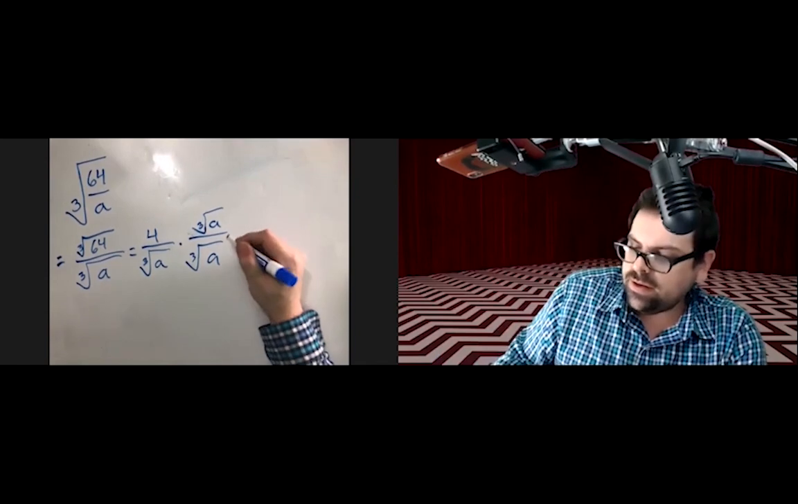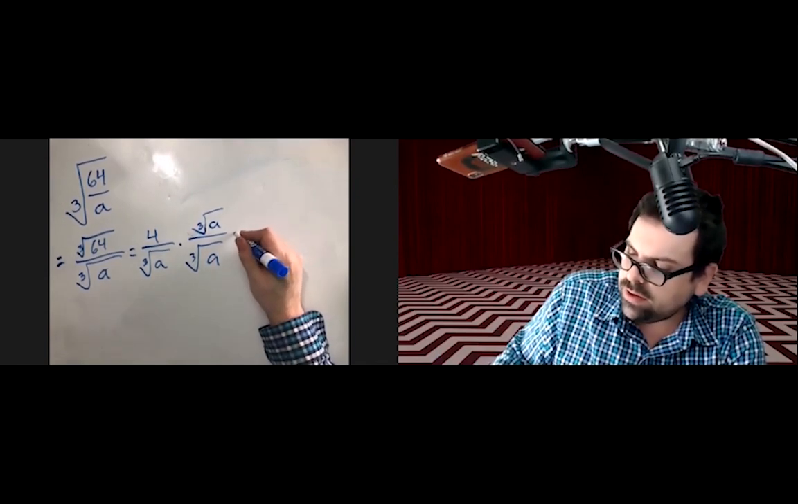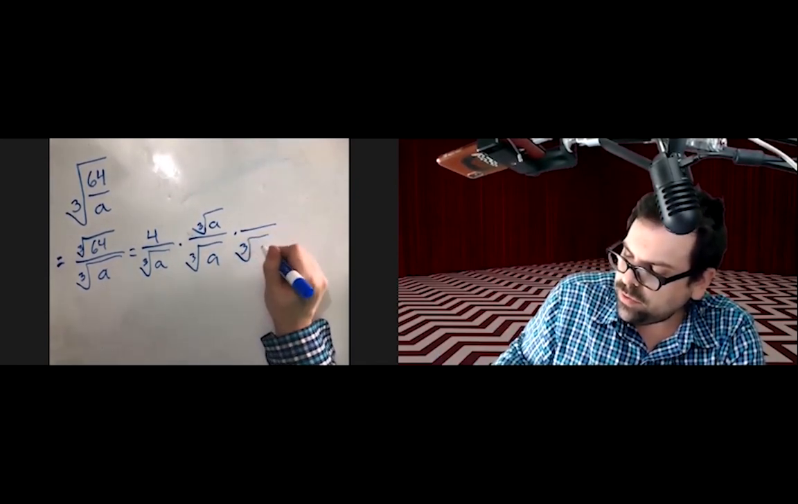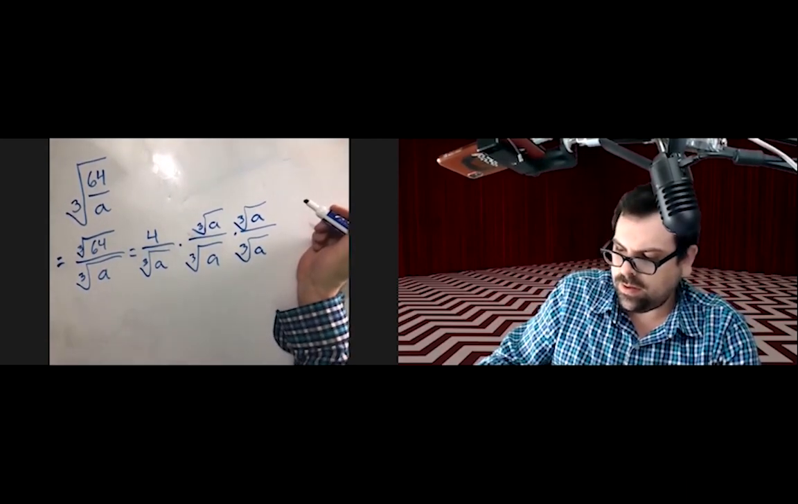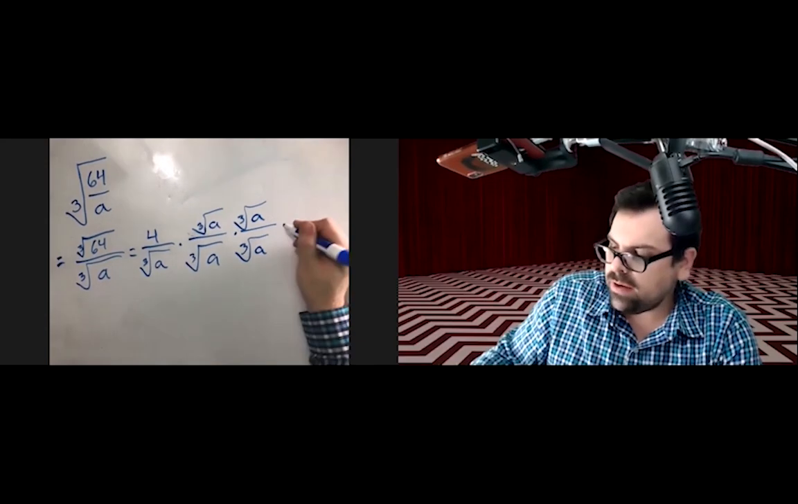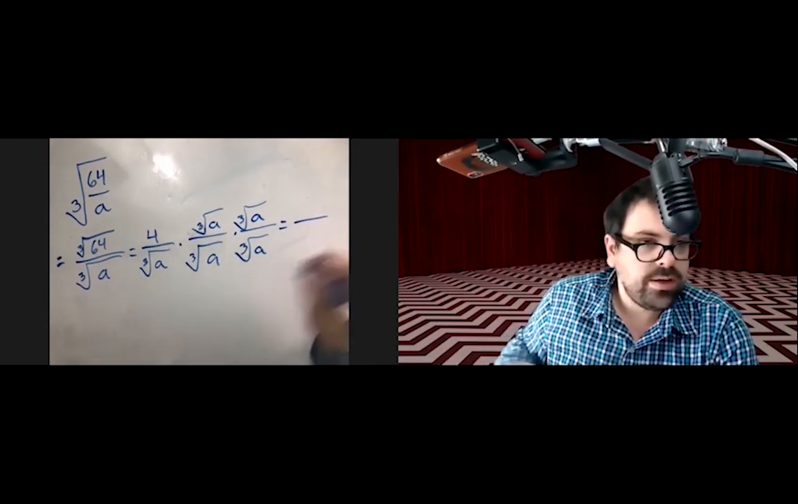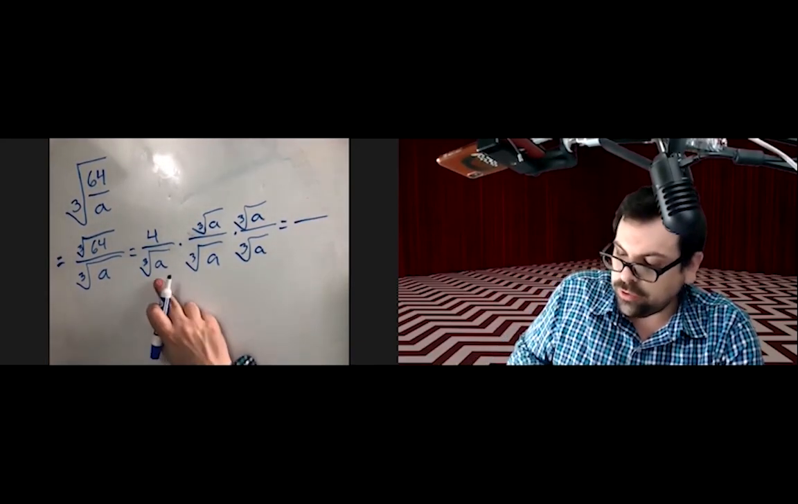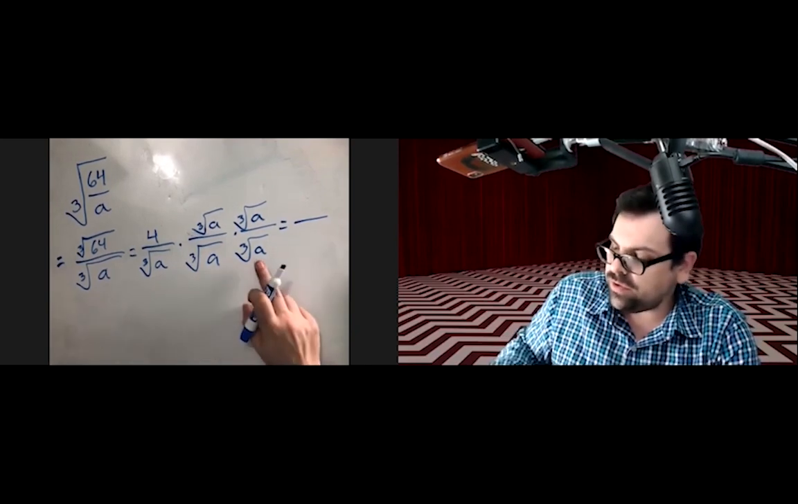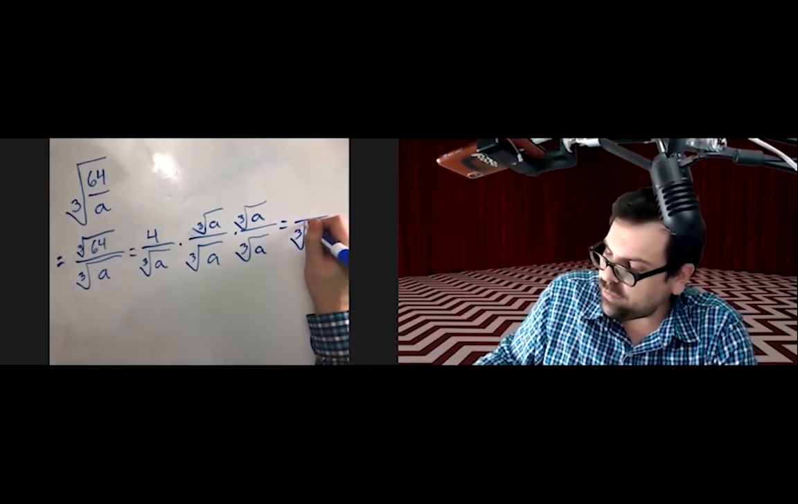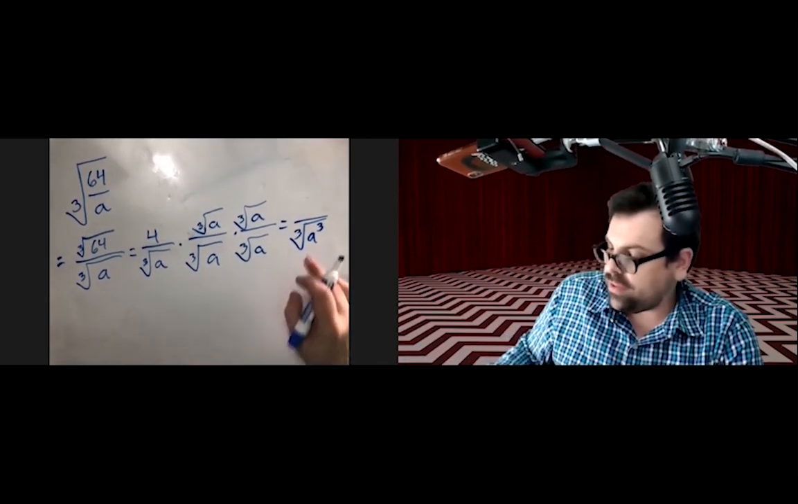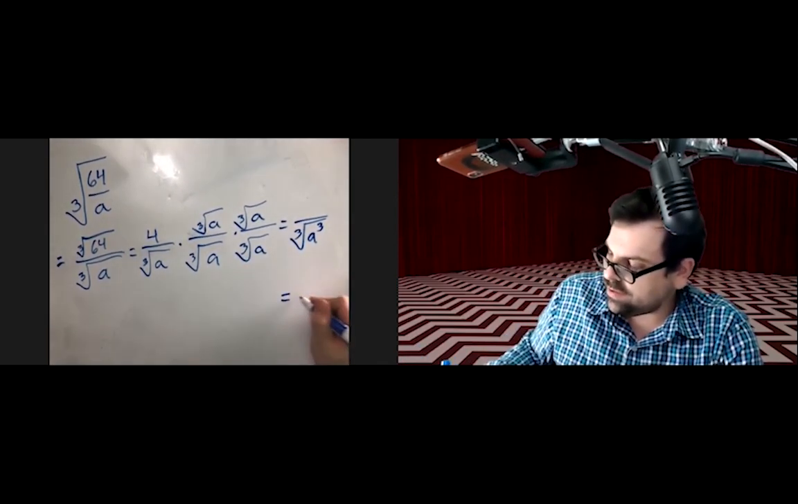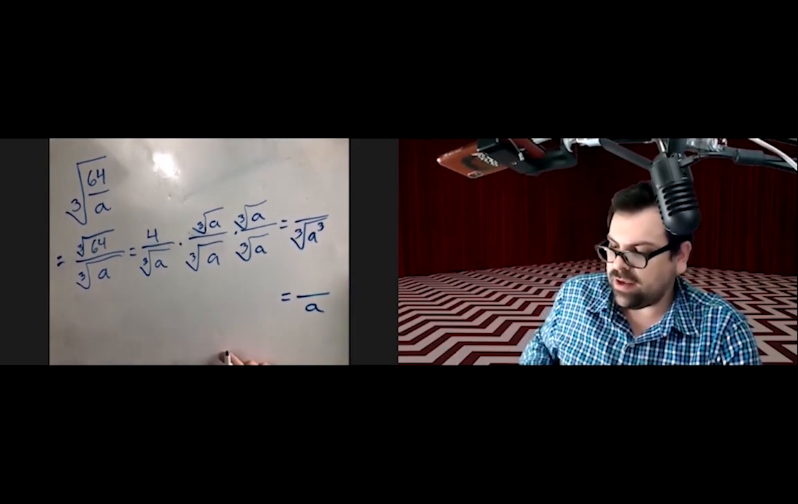We would need yet another cube root of a. Why? Because a cube root of a times a cube root of a times a cube root of a would be a cube root of a cubed. And those do cancel and just leave us with a.